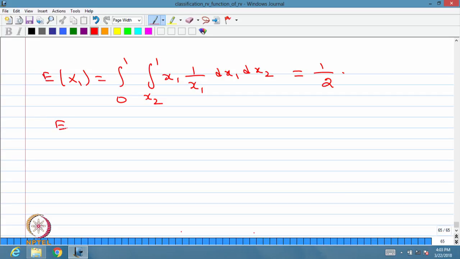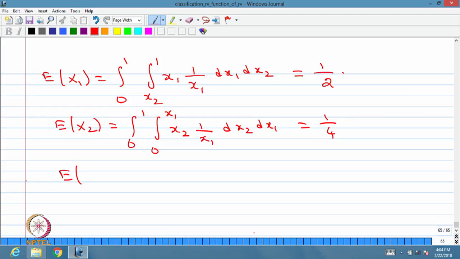Similarly, you can go for finding expectation of x2, that is integration 0 to 1, 0 to x1, x2 times the joint probability density function, integration with respect to x2, integration with respect to x1. Again I am using the expected value of function of a random vector. This is same as 1 divided by 4.